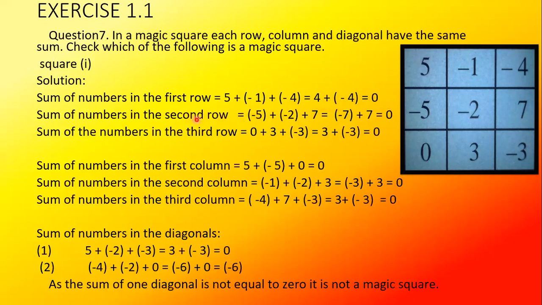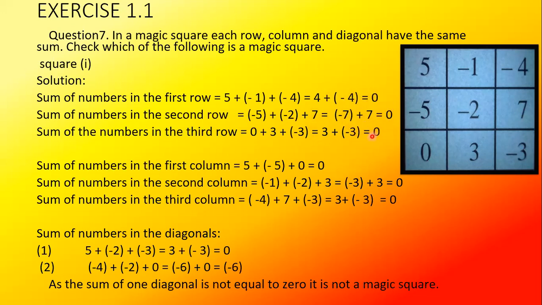Now, the sum of the numbers in the second row. Which are the numbers? -5, -2, -7. First, we will take -5 and -2. Both are negative integers, so we can add their absolute values. 5 plus 2 is 7, and we give the minus sign, so -7. -7 plus the third integer, 7. Here one is positive and one is negative, they are an integer and its additive inverse, so 0 will be the answer. Now the sum of the numbers in the third row: 0, 3 and -3. 0 plus 3 is 3, 3 plus -3 is 0. So if we add each row, we are getting 0 as our answer.